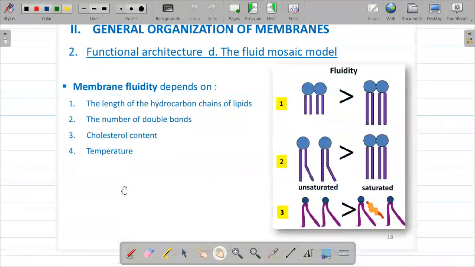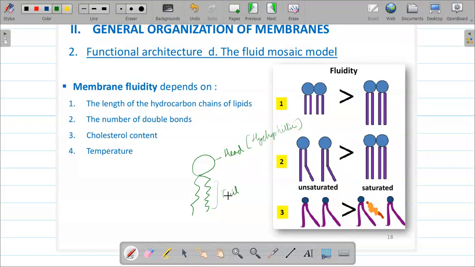Now, this is actually your head. You know the structure, just a small recall. This is your alcohol, the head. The head is completely water-loving, so they are called hydrophilic. This one is called the tail. Hydrophobic.